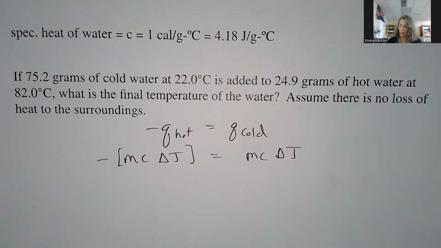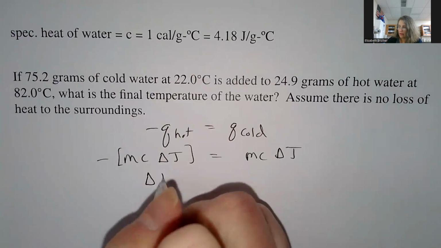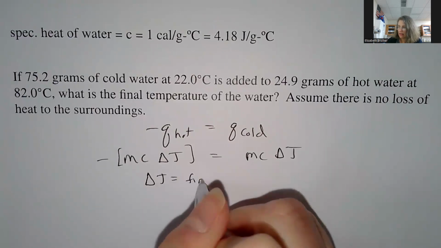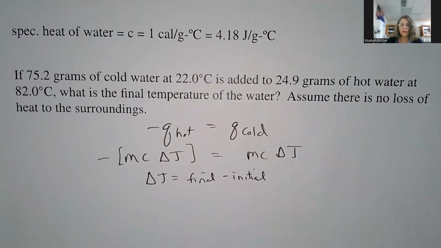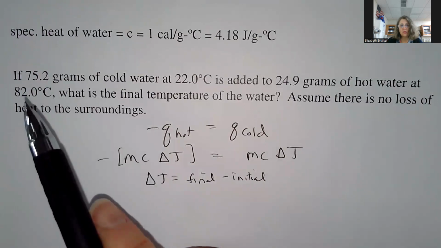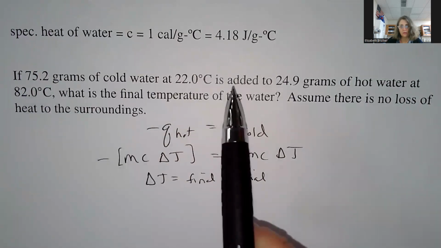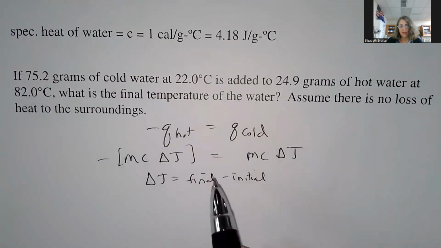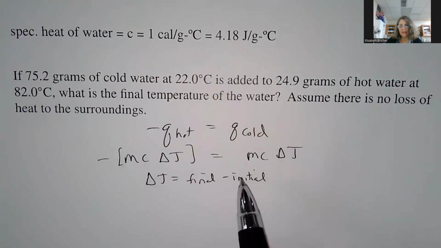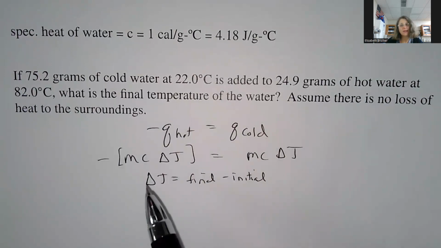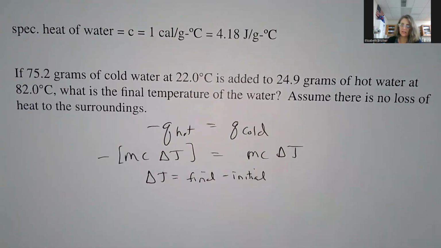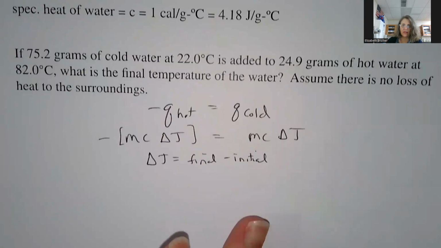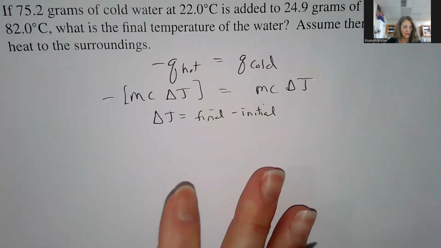Well, why that's important is when we are calculating ΔT, we are always taking the final temperature minus the initial temperature. Well, in the case of the hot water, it is starting at 82 degrees Celsius, and we know it's going to go down. So its final temperature is always going to be lower than the initial temperature, so it's going to end up being a negative ΔT. So if we take a negative of a negative, it's going to make it positive. So you'll see that when we do the calculation here.